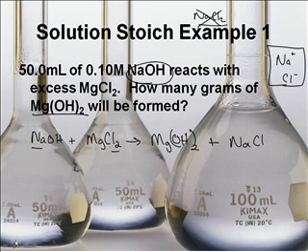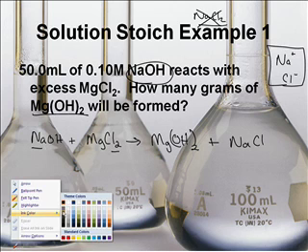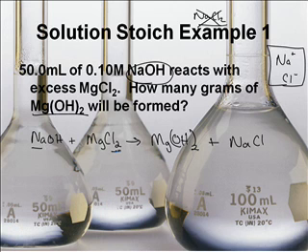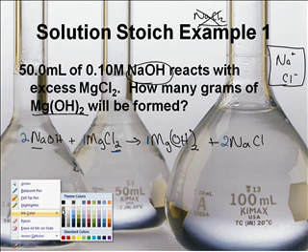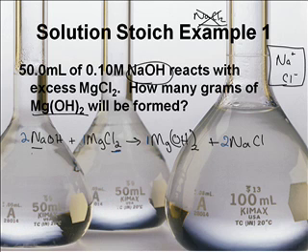Now that's an unbalanced equation. So to balance that equation, I got two chlorines here, so I'm going to have to put a 2 in front of this and a 2 in front of that. And these are ones and ones. Now, what do I know? I know that I have 50 milliliters. I'm going to write down what I know underneath. I have 50 milliliters of the NaOH, and it is 0.10 molar. And the question is, how many grams of the magnesium hydroxide are formed?